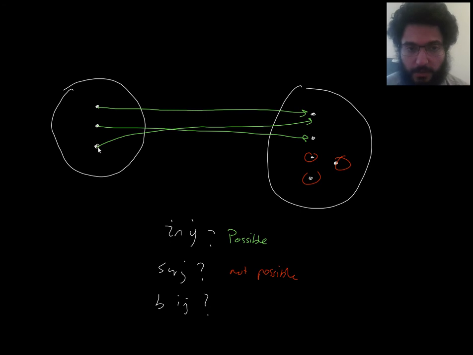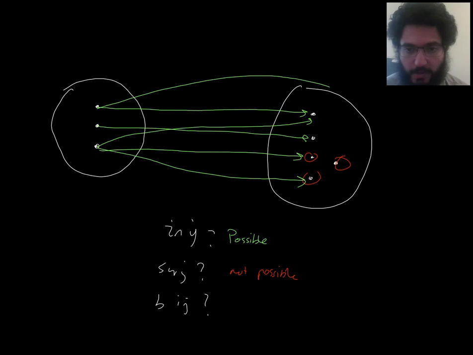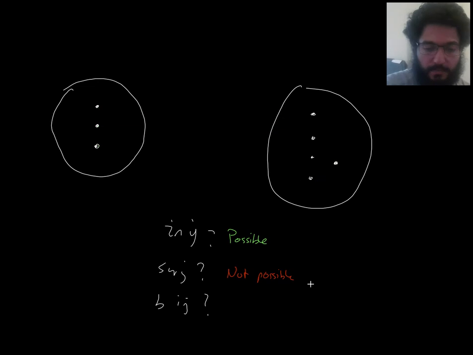Now, you could try to send multiple arrows out from just one point, right? But then you're looking at not a function. When we say surjection, we mean a surjective function. Injection, we mean an injective function. So it seems that in this configuration, a surjection is not possible. And so a bijection is also not possible.